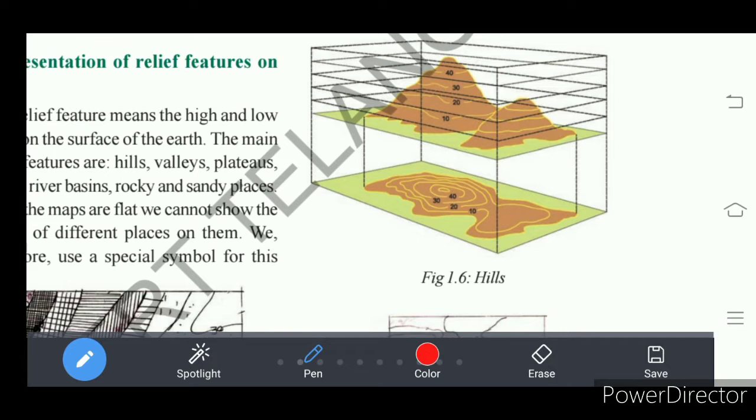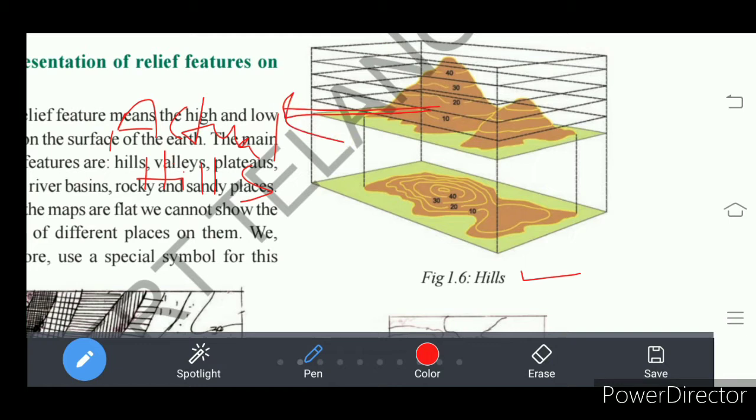Look at here, figure 1.6. What is there here? It is hills, the figure shown. This is the actual figure. Understand? That means the real figure of the hill areas. When we look at hills, they appear in this way. So it is actual hills that are shown here.